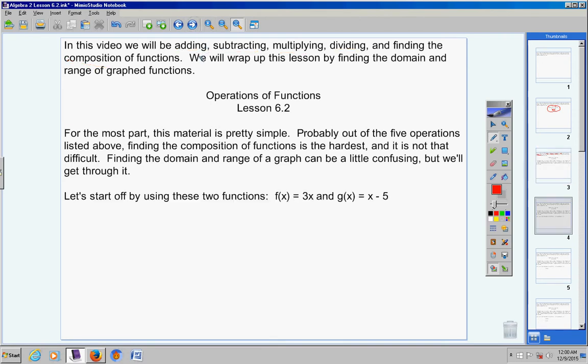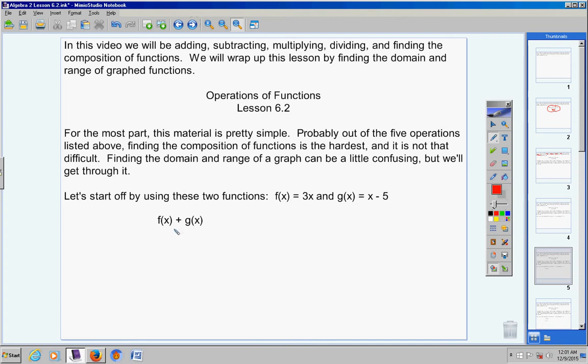Let's start off by taking a look at these two functions. So in your notes, I would like you to copy down f of x equals 3x and g of x equals x minus 5. Please take a second and copy down these two functions. Okay, I'm going to move on. If I'm going too fast, just pause the video.